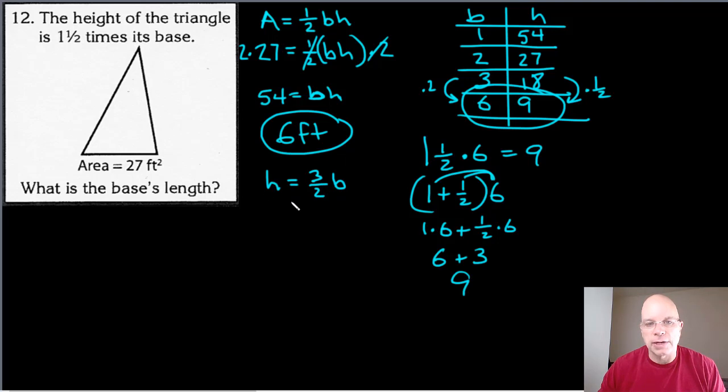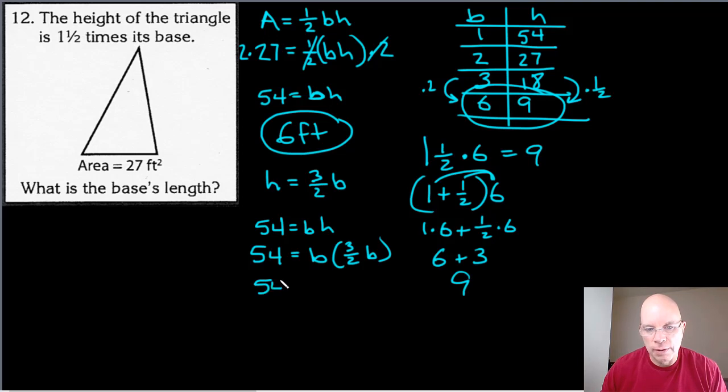You can substitute that relationship into this equation. So we have 54 is equal to the base multiplied by the height. But if I express the height in terms of the base, so the base times, instead of h, I'll put 3/2 b. And then b times b is b squared. So I get 54 is equal to 3/2 b squared. I can isolate b squared by multiplying by the reciprocal of 3/2, which is 2/3. Because then the 2's cancel, the 3's cancel, and I get 1b squared, which is b squared.